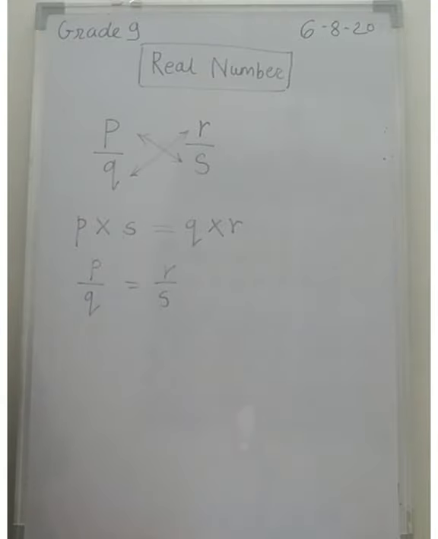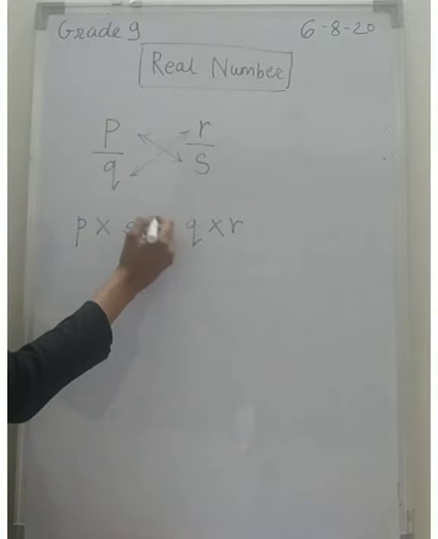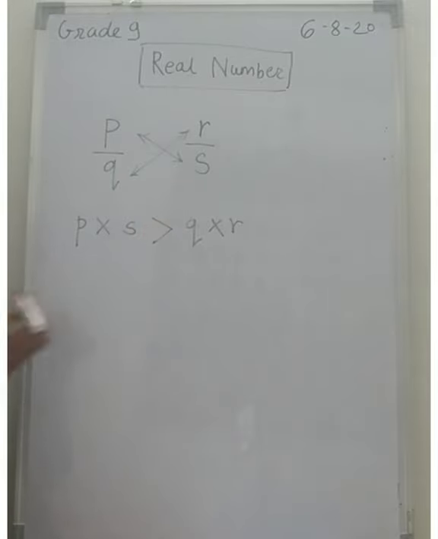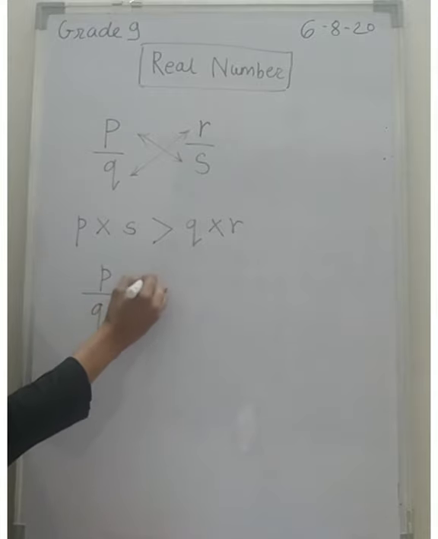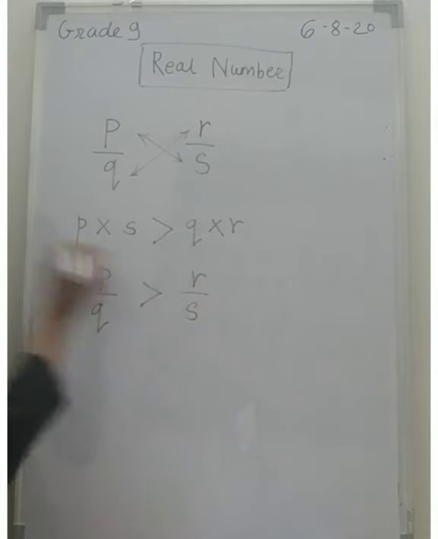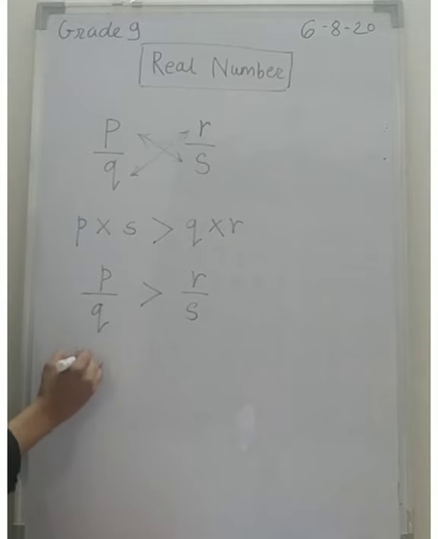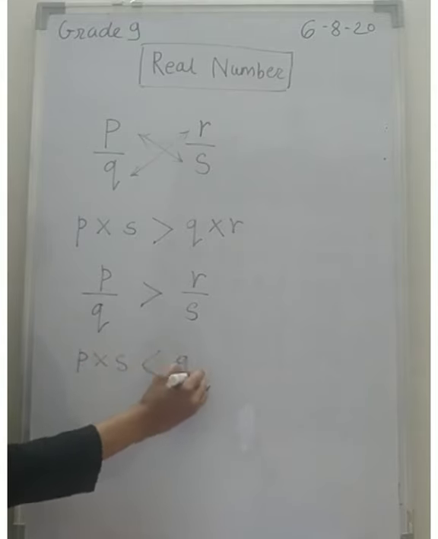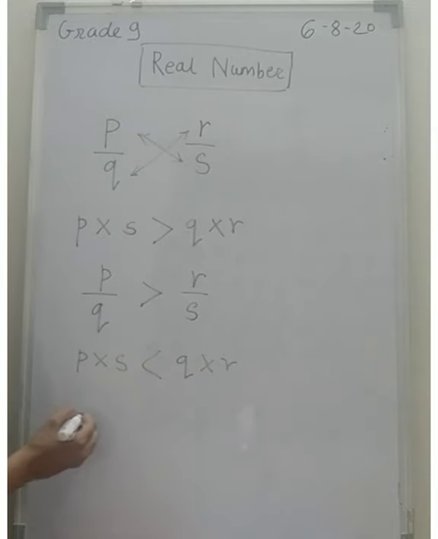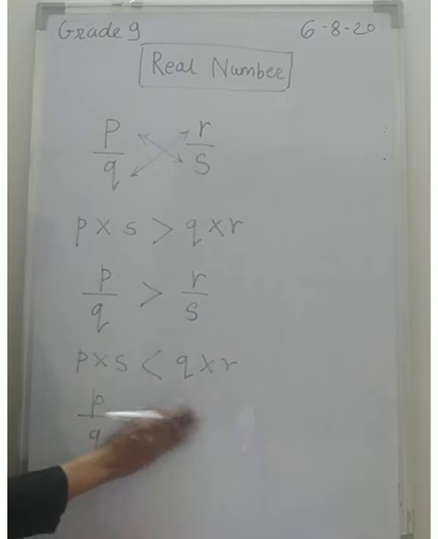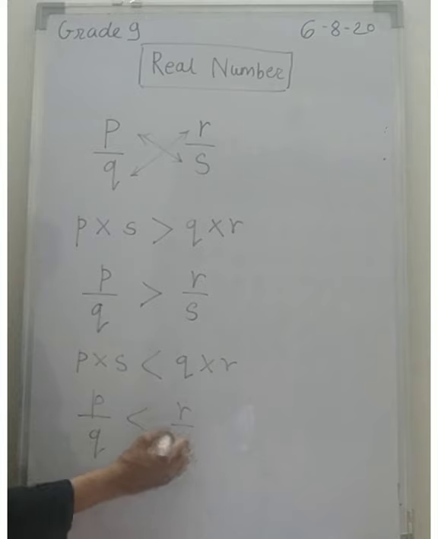When do we say these two numbers are equal? If their cross multiplication is equal, then the two numbers are equal. Now what will happen if ps is greater than qr? Then you can say p upon q is greater than r upon s. And if ps is less than q multiplied by r, then you can say p upon q is less than r upon s.